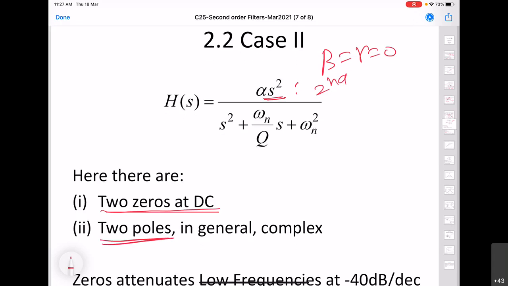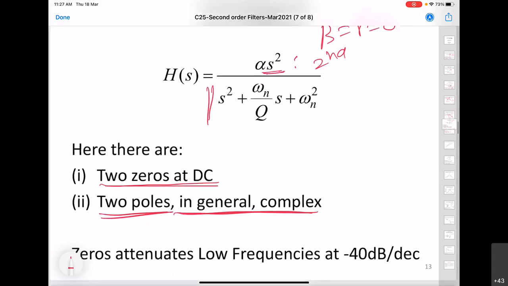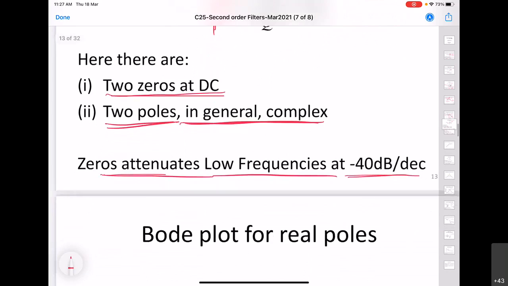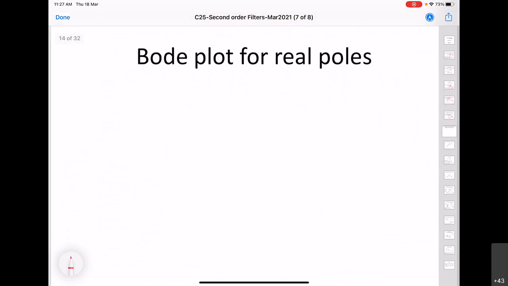And there are two poles given by the denominator, and in general we have seen that they are going to be complex. Right. So we have two zeros at low frequency. So what it does is that when you decrease the frequency, they will be attenuated at a rate of minus 40 dB per decade. So the lower frequencies will be greatly attenuated.